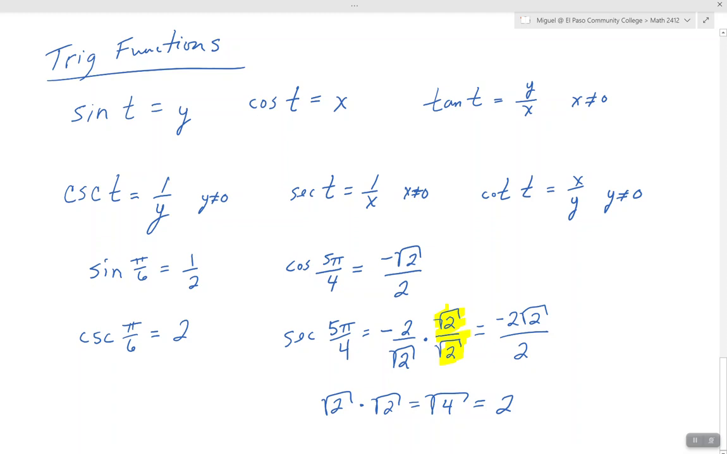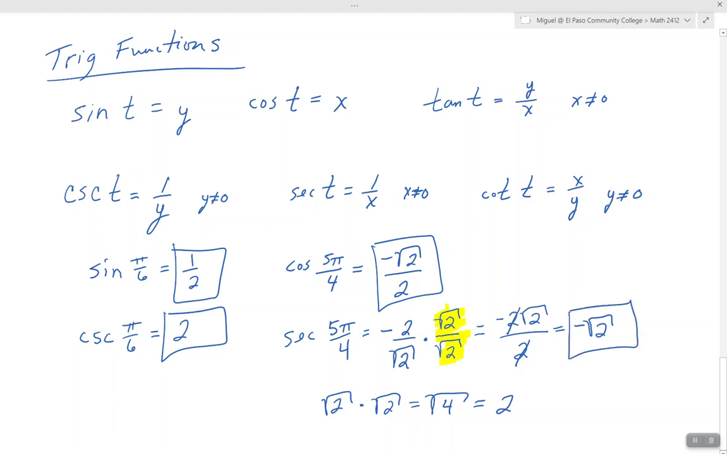Am I done simplifying? Can I do anything else? Yeah. There's a 2 up here and a 2 down here. They divide out. So we end up with negative square root of 2. So be careful on some of those. On some of them, it's easy just to take the reciprocal, but remember that when you do end up with a radical in the denominator, you will have to simplify that.